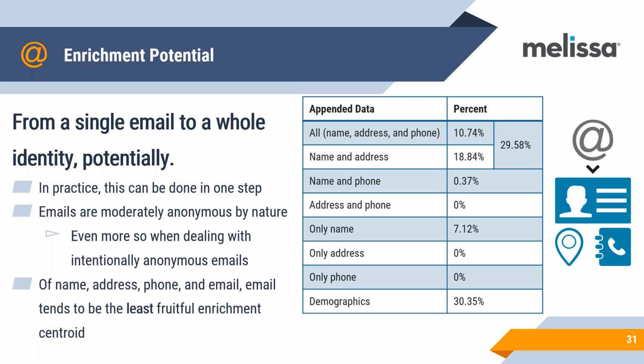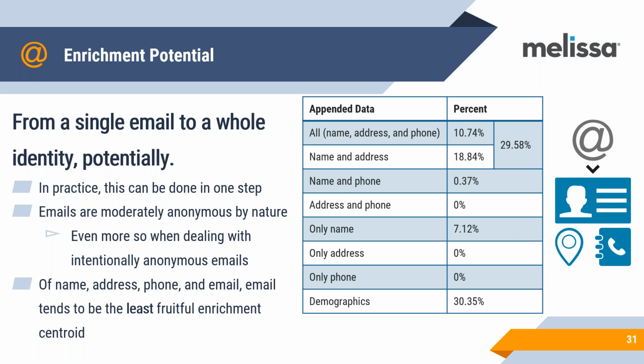And just over 30% got some form of demographic data appended. This could be anything from political party, estimated household income, whether they're married or not, estimated number of children within the household. And of the types of personal data, the four main types, name, address, phone, and email, email tends to be the least fruitful for enrichment, but even then you get 30% with the name and address.